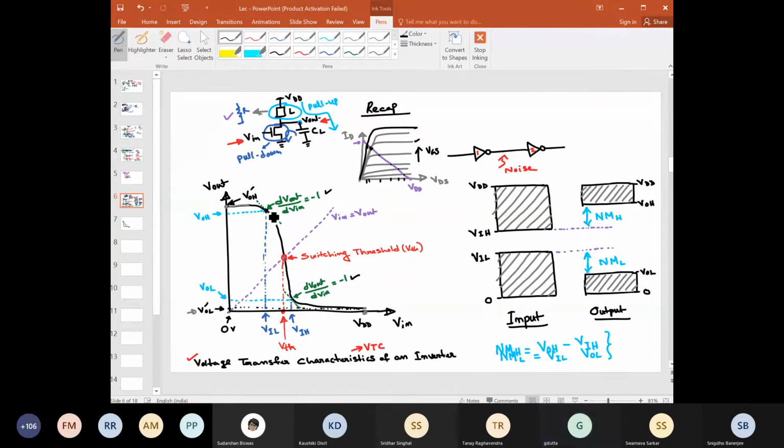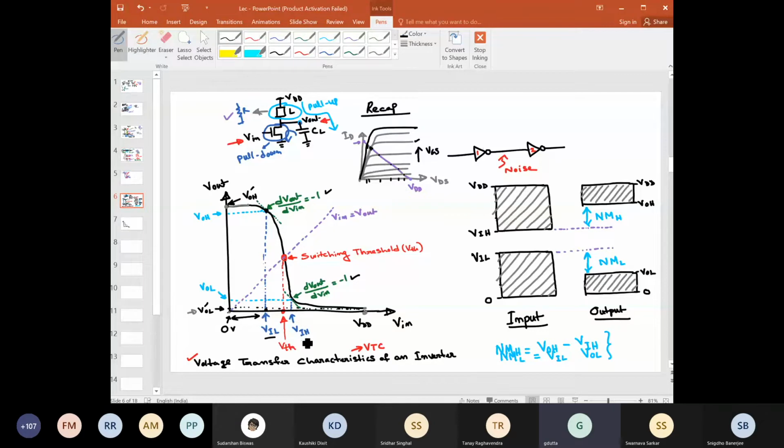For this point, the corresponding input voltage we have defined by using this notation VIL, right? So what is VIL? How have we defined VIL? From 0 volt to VIL, for any input voltage in this range from 0 to VIL, the output is expected to be 1, right? So this is the range of input voltage for which the output voltage is expected to be 1. So that means this is basically logic 0 for the input.